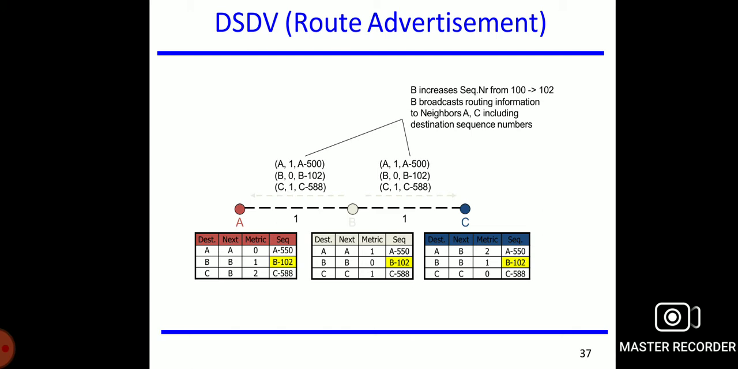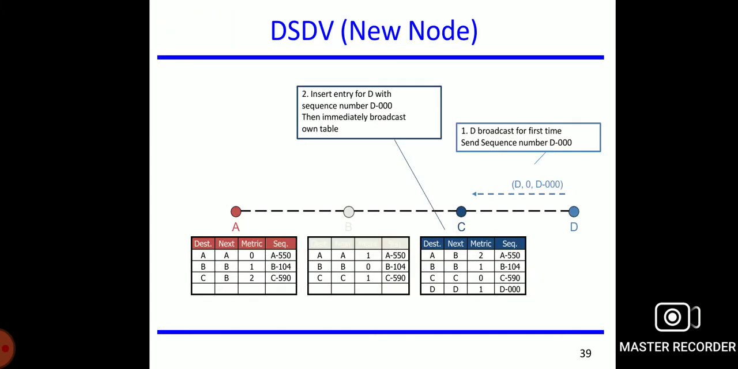And then the DSDV new node: you can see the structure of a new node. The first, A, is a node, and we can travel to C and D. It inserts the entry of D with the sequence number D-000, then immediately broadcasts its table. And then D broadcasts, for the first time sending the sequence number D-000, as a response information to the neighbor nodes.